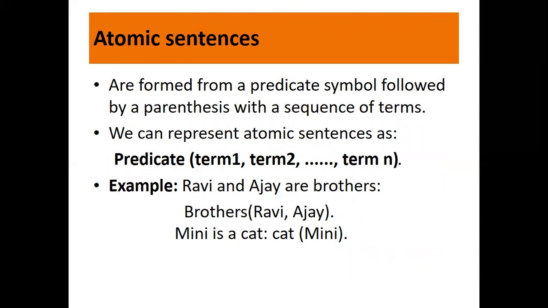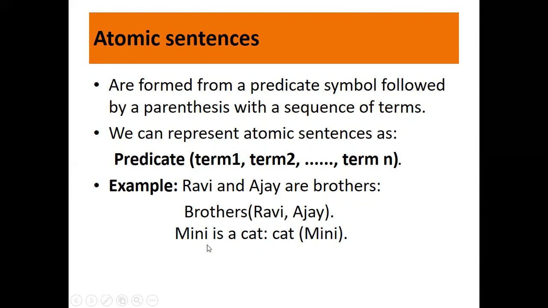Now, what are atomic sentences? These are formed from a predicate symbol followed by a parenthesis with a sequence of terms, right? We can represent atomic sentences as the predicate and, in brackets, term 1, term 2, till term n. A simple example here, Ravi and Ajay are brothers. So what is the relationship here? The relationship is brothers. So this is the predicate. And what are the objects or the subjects here? Ravi and Ajay. So Ravi is brother of Ajay, or Ravi and Ajay are brothers.